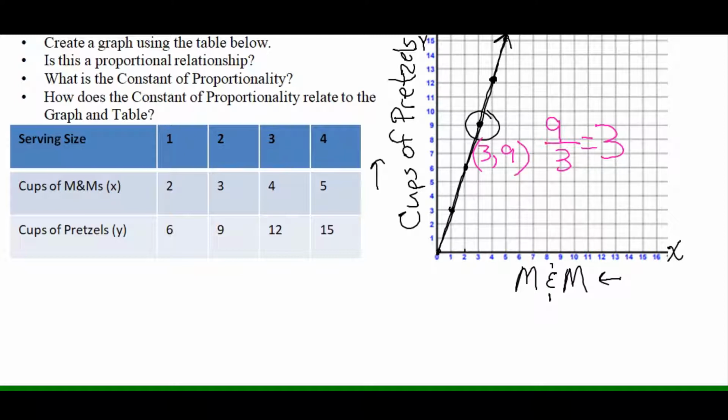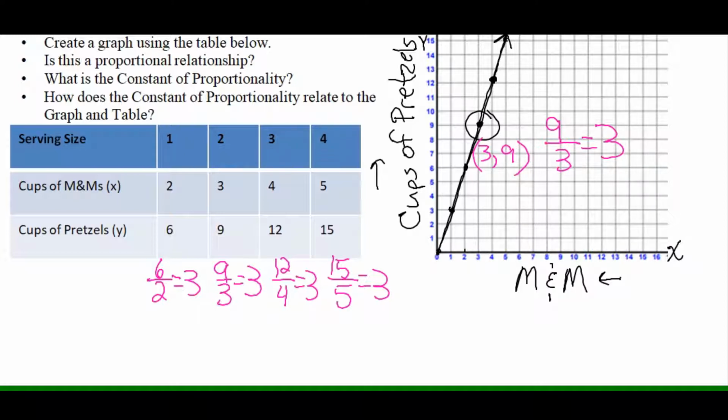Now, to figure out the constant of proportionality from a table, we also have to put the values y over x. For one serving, it'll be 6 over 2, which simplifies to 3. For 2 servings, we have 9 over 3, which simplifies to 3. For 3 servings, we have 12 over 4, which simplifies to 3. And for 4 servings, we have 15 over 5, which simplifies to 3.